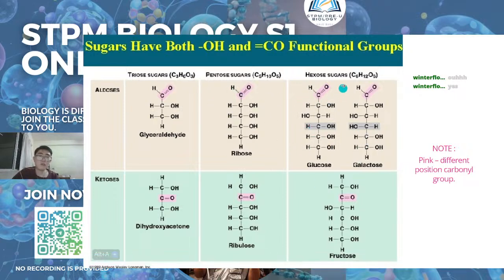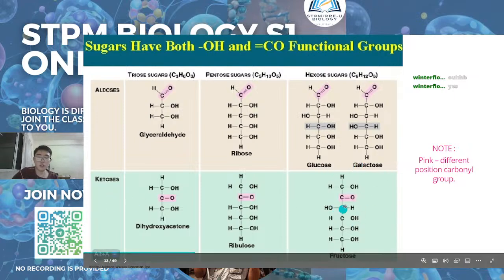Compared to the hexose sugars, glucose and galactose are under aldose because the carbonyl group is at the end. So what are the differences between glucose and galactose? The difference is at carbon number 4. For glucose, the hydroxyl group is at the right hand side, but for galactose, the hydroxyl group is at the left hand side. You should remember this difference between glucose and galactose.